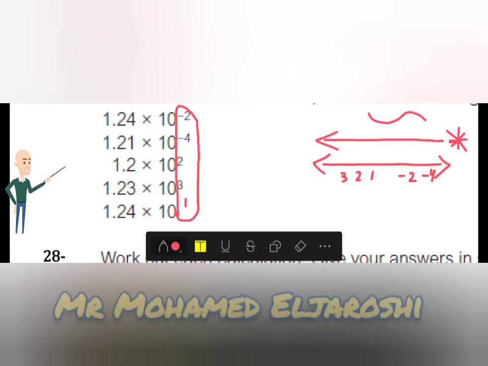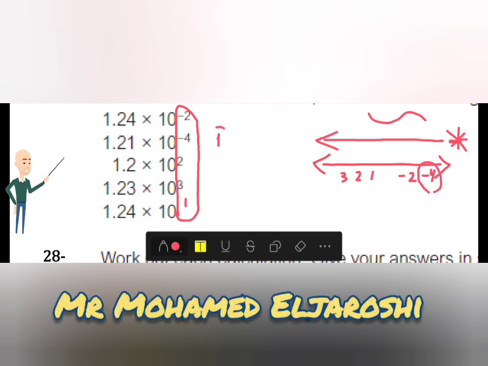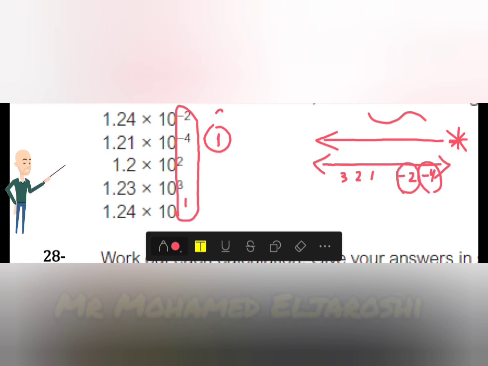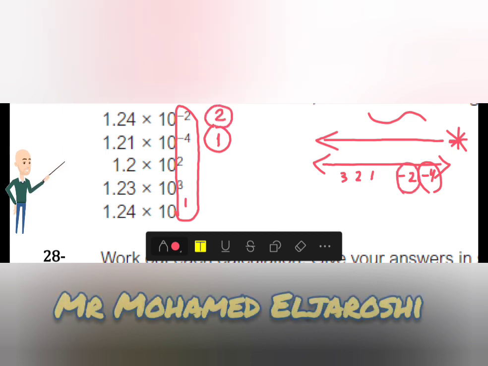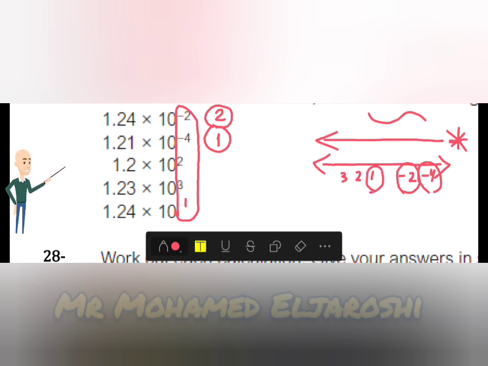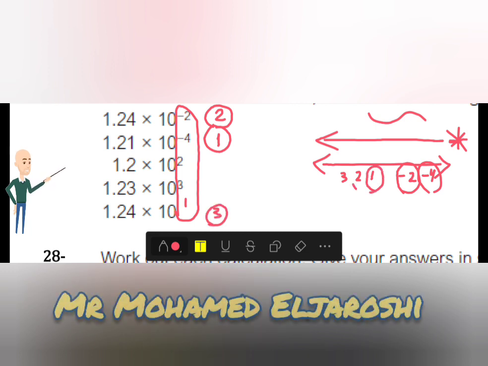So which one is the smallest? Very good. The one that has -4 on it. So -4 is number 1. And then the next one is -2, so this one. And then 1, which is this one. And then 2, which is this one. And then power of 3, which is the last one. So I used the number line to order these powers.